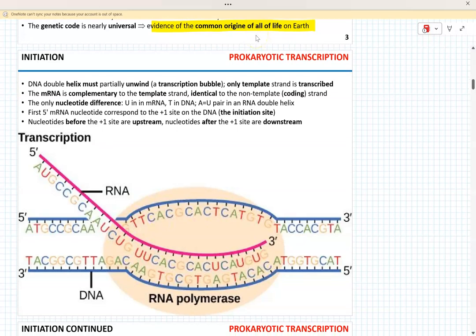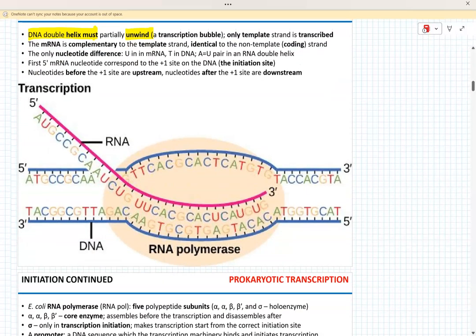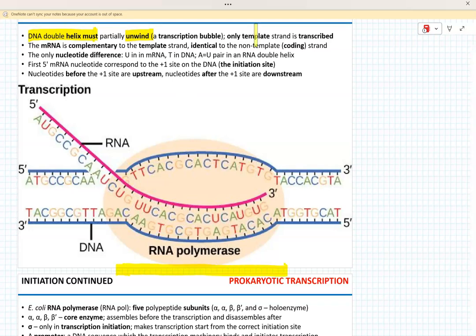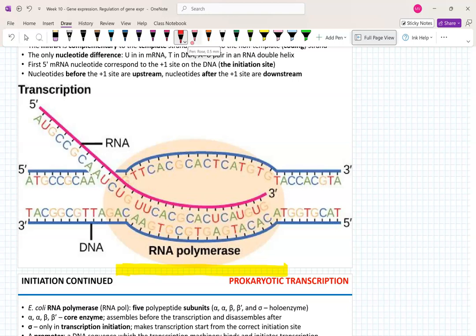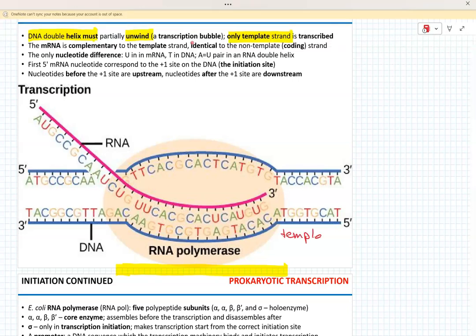As we mentioned before, during transcription, the DNA molecule serves as the template for mRNA synthesis. But in order to do so, the double helix of a DNA molecule must unwind, forming what's called a transcription bubble. Out of the two strands within the transcription bubble, only the template strand is transcribed. In this particular illustration, the template strand is at the bottom.